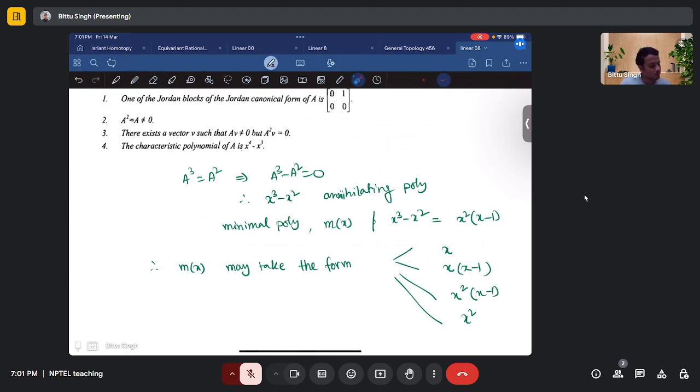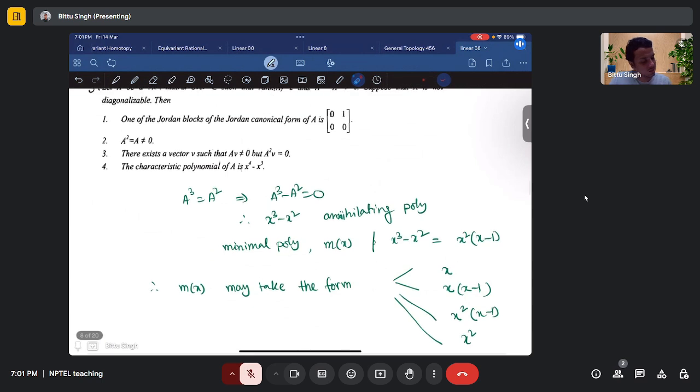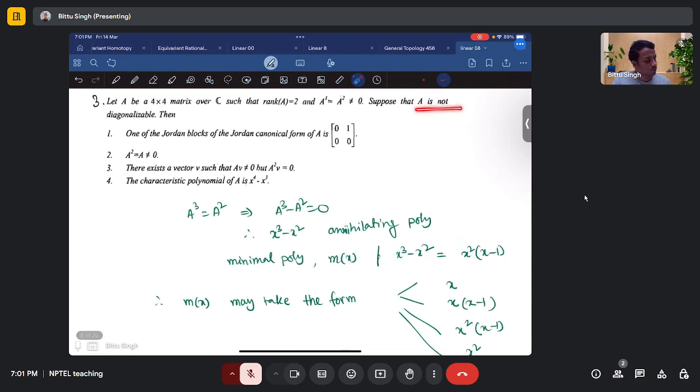So if suppose this is the minimal polynomial, then from here it is clear that the Jordan form must take this form, right? 0, 0, 0, 0. 0 is the only eigenvalue, and since the degree of the minimal polynomial is 1, the highest size of Jordan blocks is actually 1. Those are one-size Jordan blocks. So this is not possible because it is already given A is not diagonalizable. So this is not true.